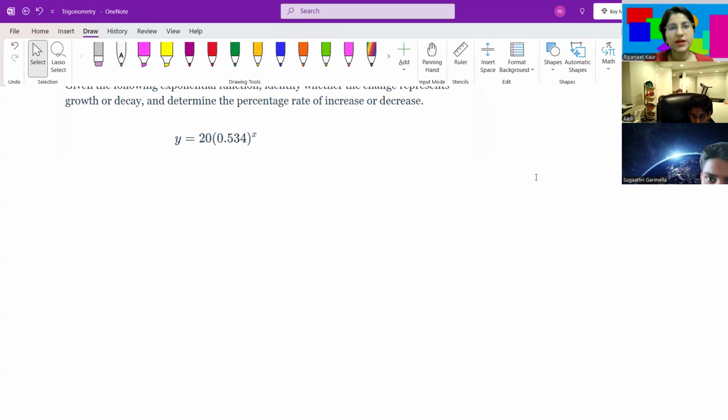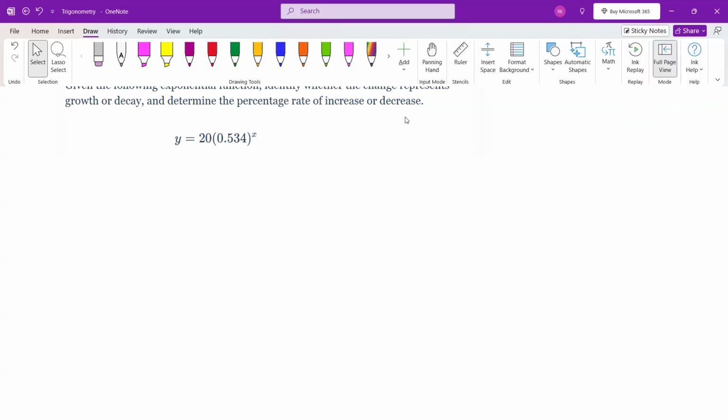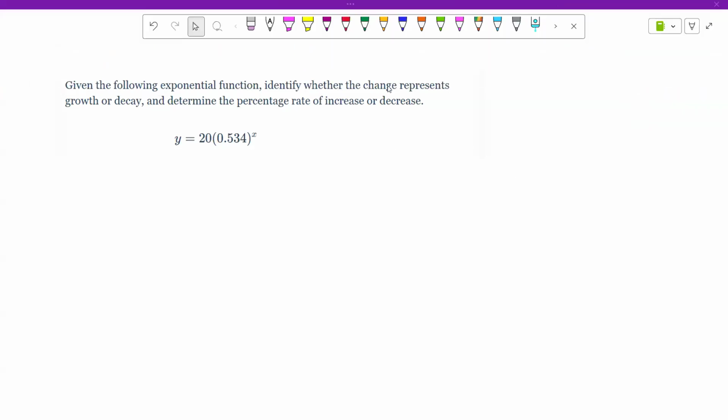So given the following exponential function, identify whether the change represents a growth or a decay. Determine the percentage rate of increase or decrease. See, the number that is given over here is 0.534.